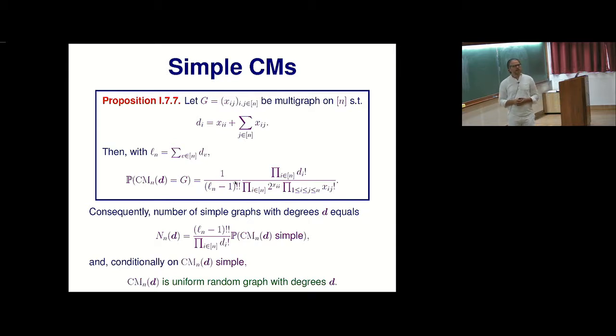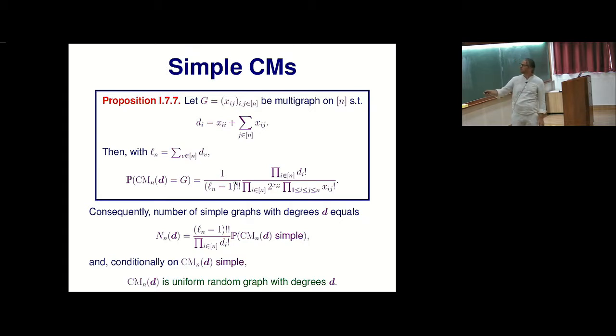But you should be a little bit careful, because if I swap two half-edges that are paired to one another, so a self-loop, then actually the configuration doesn't change. Okay, so that explains these factors 2 to the power xii. I'm overcounting the number of ways, and I have to adjust for that. And the same is true if you have multiple edges between different vertices. If I swap them around, then also nothing changes in the configuration. So that explains where this formula comes from.